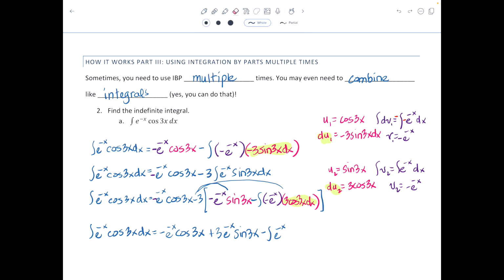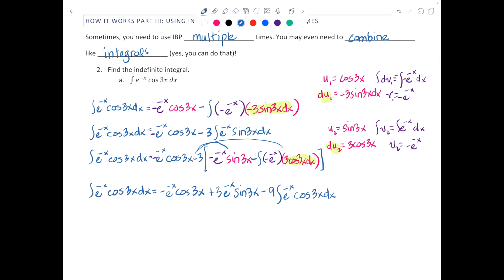Let's just erase this. Okay, we have our negative is fine, but we're going to have the 3 times the 3 from our du2. So that's going to be 9 times the integral of e to the negative x cosine at 3x dx. That probably looks familiar, right? So we basically have like terms. Do you see that? We have like a 1 of these integrals here, and we have 9 of them here. So we're going to add 9 to the other side to get 10 of these integrals of e to the negative x times cosine at 3x dx.